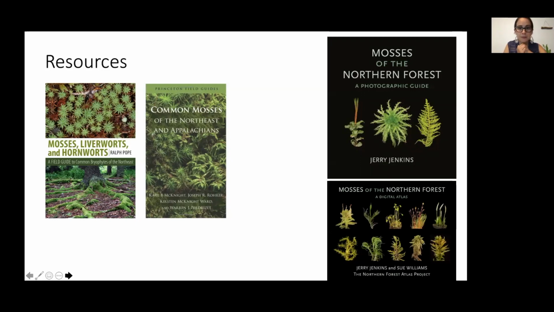Okay, next. Then there is this amazing, beautiful guide that came out recently, part of the North American Forest Atlas project. You can buy it online through their website, and they have beautiful pictures to identify them. And if you are interested in other aspects of bryophytes, okay.